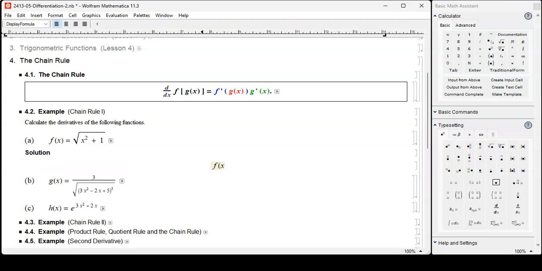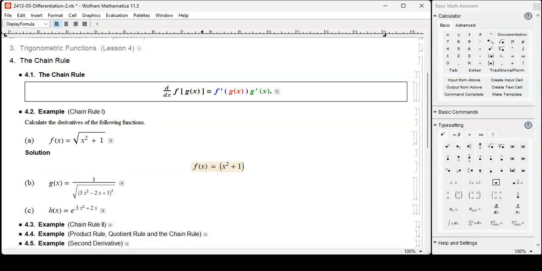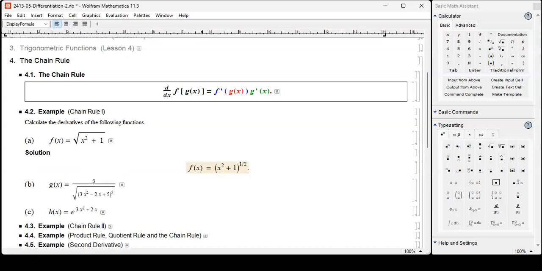Okay, let's begin with the first problem. So we have x squared plus 1 to the 1/2 power. Remember, we have square root here. This radical can be changed into power form, and that usually is the starting point of a lot of calculus problems. Not a lot of calculus problems, nearly all calculus problems, whenever you have some radicals flying around.